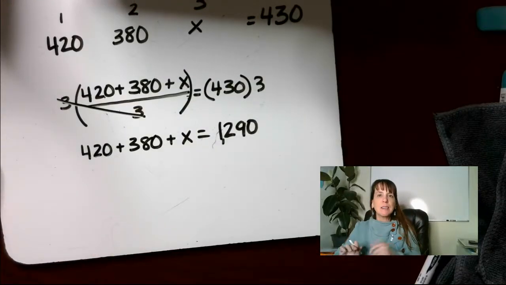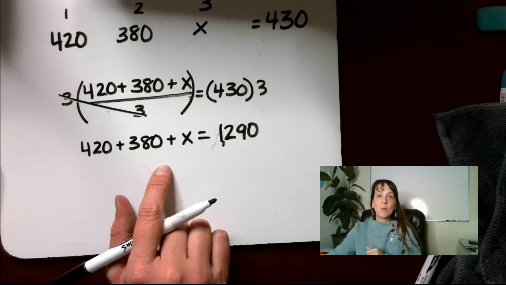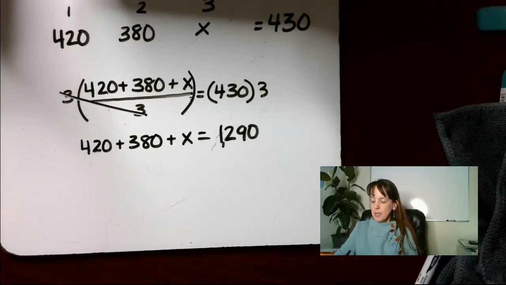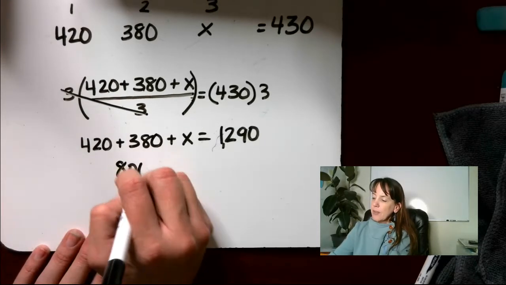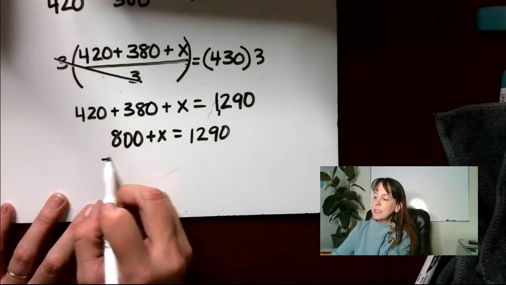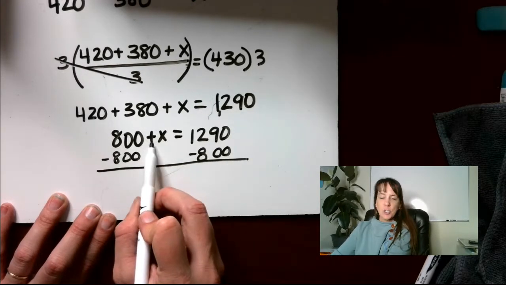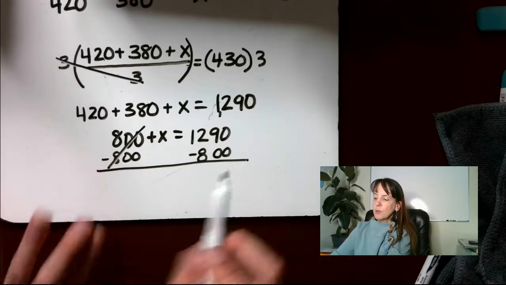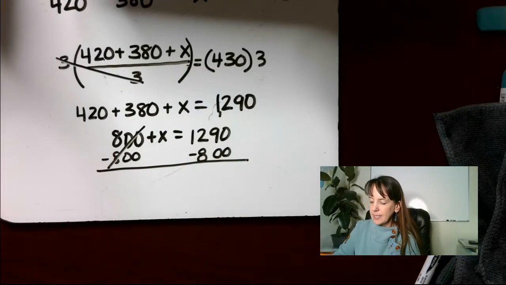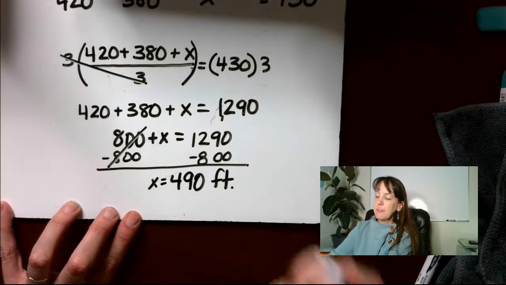1290. All right, well that makes it a little bit more manageable because we just have a missing number in here. So all we have to do is add these 2 together, and then whatever that is, we'll subtract it from this. So 420 plus 380 gives us 800. So we have 800 plus x equals 1290. If we subtract 800 from both sides, because it's an addition problem and we do the opposite, 1290 minus 800 gives us x equals 490. And it's feet because we're talking in units.